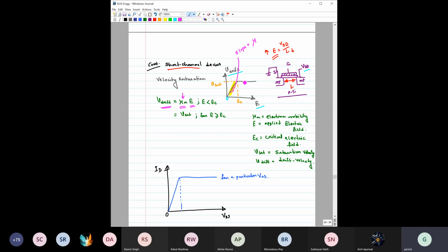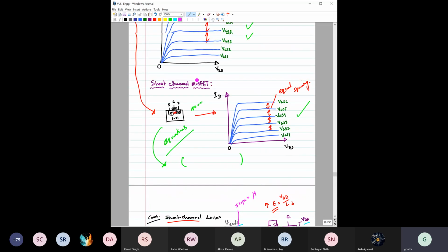So once you have crossed this, the concept of mobility is invalid. Now you simply say we have entered the velocity saturation region, right? That means the velocity becomes saturated, and the drift velocity becomes constant, equal to Vsat. This effect comes into the picture as you reduce the gate length significantly, because then the electric field would be somewhere here, and you are operating in the velocity saturation region.